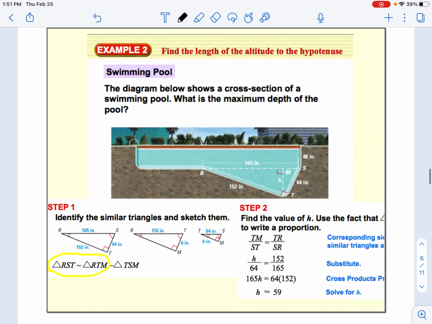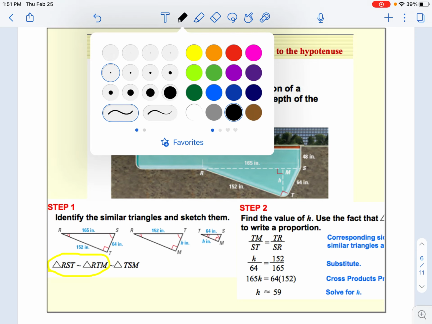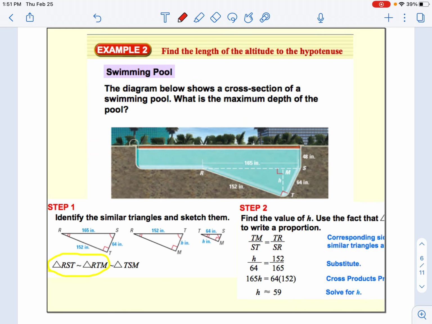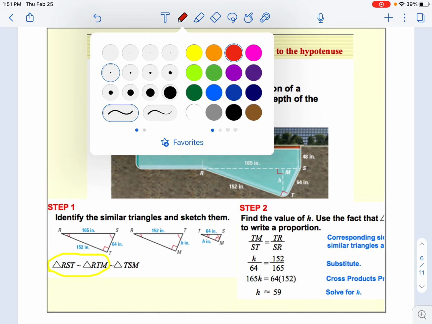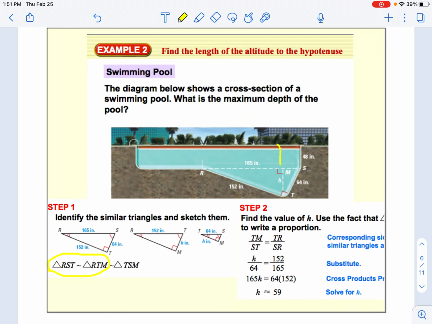Here's an application. It's kind of worked out for you, but I'm going to try to explain it anyway. It says that the diagram below shows a cross-section of a swimming pool. What is the maximum depth of the pool? So what you are trying to find is this depth right here. So that depth is h, we're going to have to find. But we need the whole depth, so after we find h, we are going to have to add that piece right there of 48.